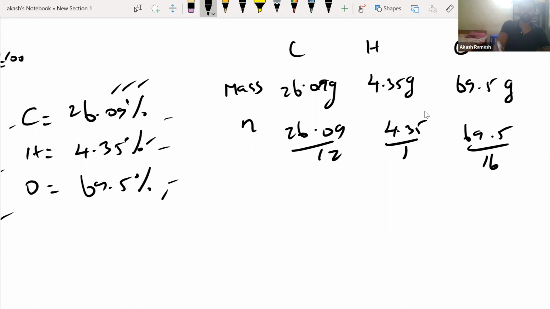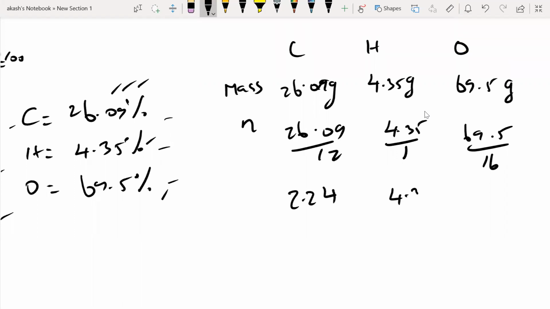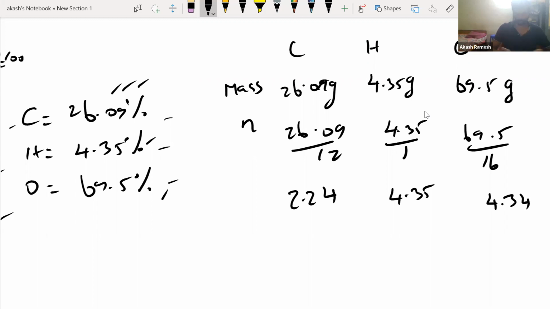The next thing, you just calculate again. You take down the numbers first, right? Okay, wait, I'll use the calculator. So what I have to calculate is 26.09 divided by 12. That is approximately, I'm getting it as 2.24. Now next thing, this will again be for oxygen. For oxygen, it's 4.34. Yes, sir. Okay, fine.